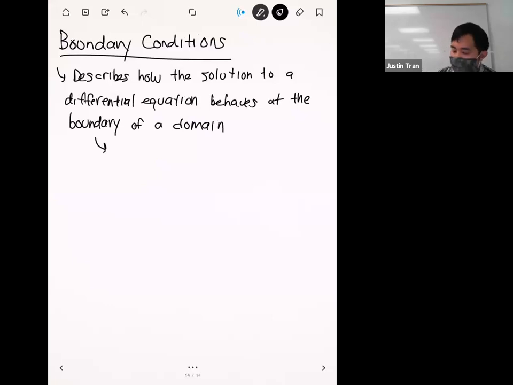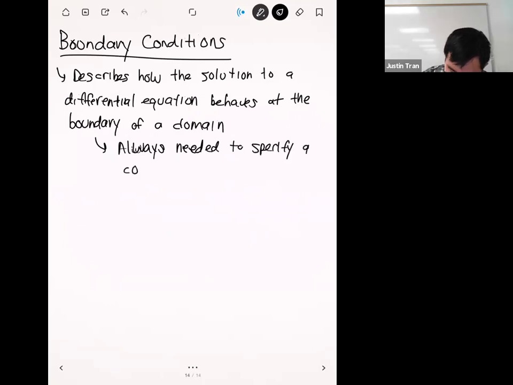And like I just mentioned, boundary conditions are needed for any differential equation, right? And so it just so happens that finite elements is a computational way to solve differential equations. But even if you're solving them by hand, or using a different method, like finite difference or finite volumes, you're going to need boundary conditions in some way, shape, or form. Right. And so the way I'll describe it is, they're always going to be needed to specify a complete solution.